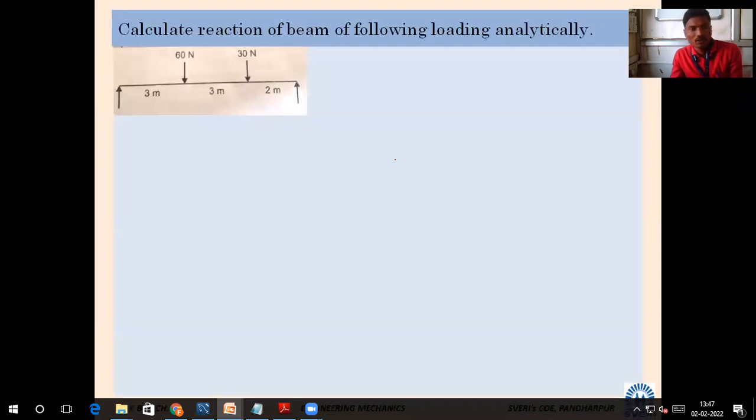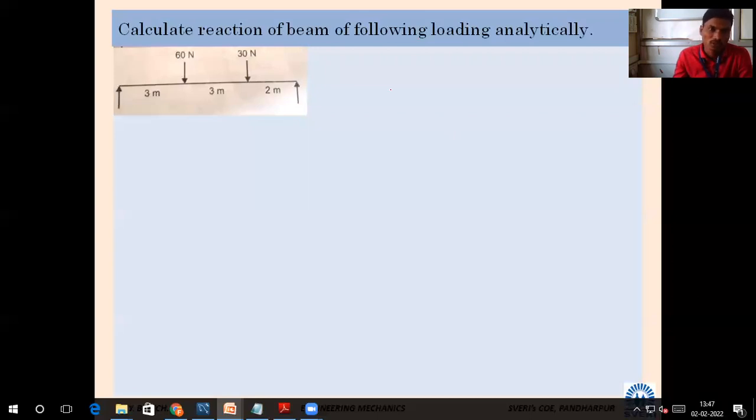Today, hereafter, beam problems are going to start. Problems on beam. That's why I took the revision initially. We should know the types of beam, types of load, types of support, etc. So now beam problems are going to start.